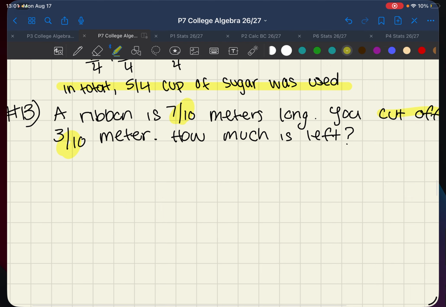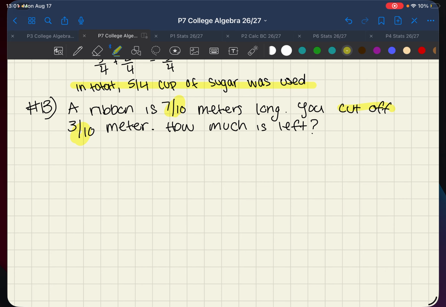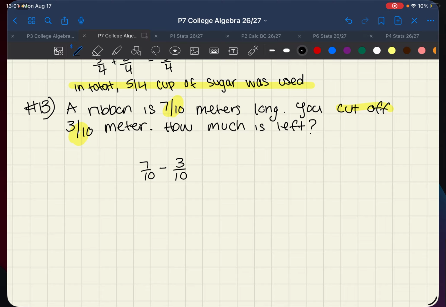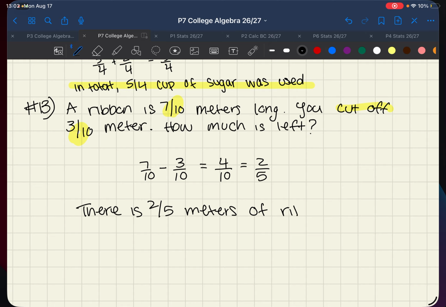And then lastly, I have the problem that states a ribbon is 7/10 meters long. You cut off 3/10 of a meter. How much is left? So I have 7/10. Cut off means I subtract 3/10. So notice how they both have a common denominator of 10. So I just need to subtract the numerators. 7 minus 3 is 4 over 10, which I can reduce by dividing both by 2, and I get 2 over 5. And then I just write my sentence. There is 2/5 meters of ribbon left. And that is my answer.